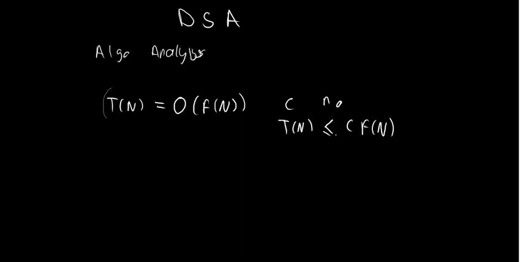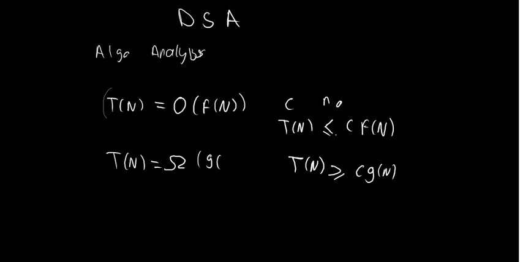The other one, definition 2, is T of n equals omega of g of n. Not sure if this symbol is omega or whatever. Those of you who've played God of War, you know this symbol. For me, I know it from Ohm's law, resistors. But this one is basically the same thing, only that T of n is going to be greater than or equal to c g of n. So it's almost the same as the previous one, only that this time this guy is smaller, as compared to before where the runtime was actually higher.